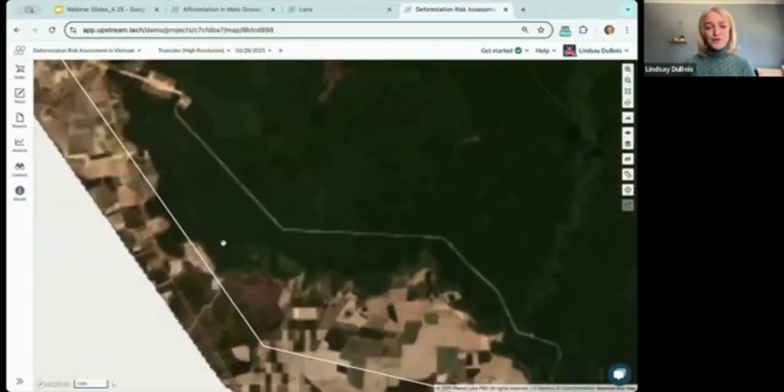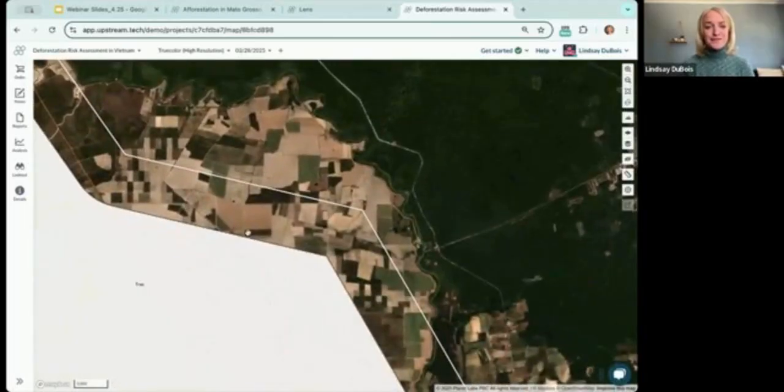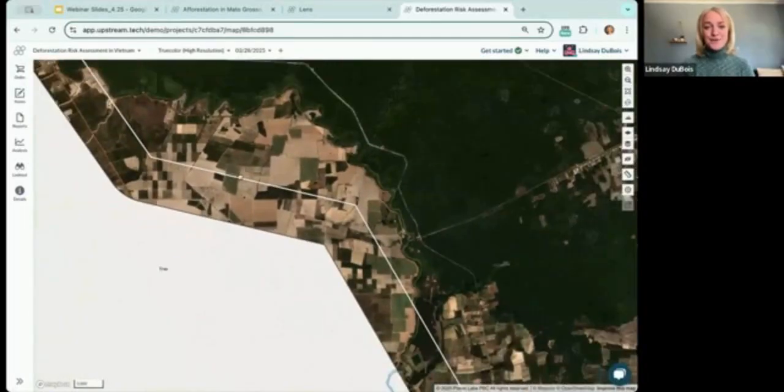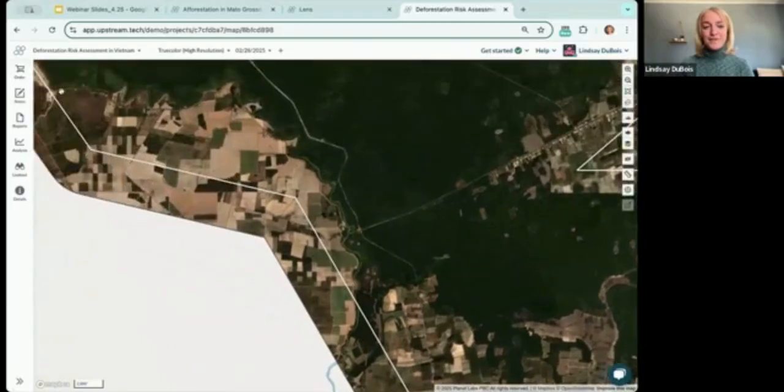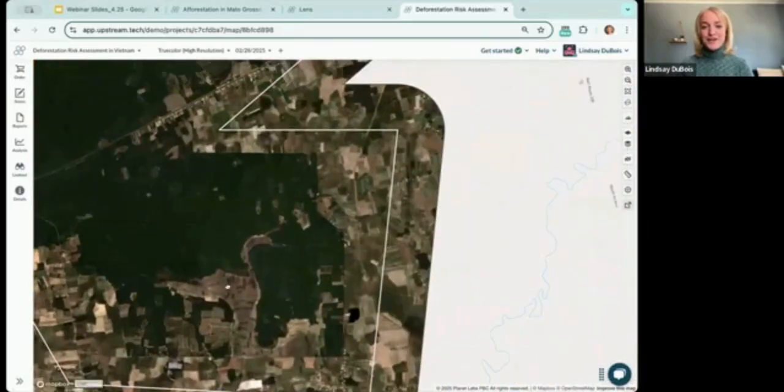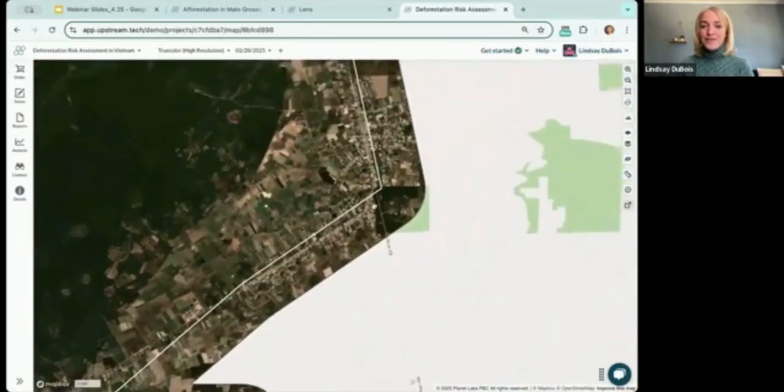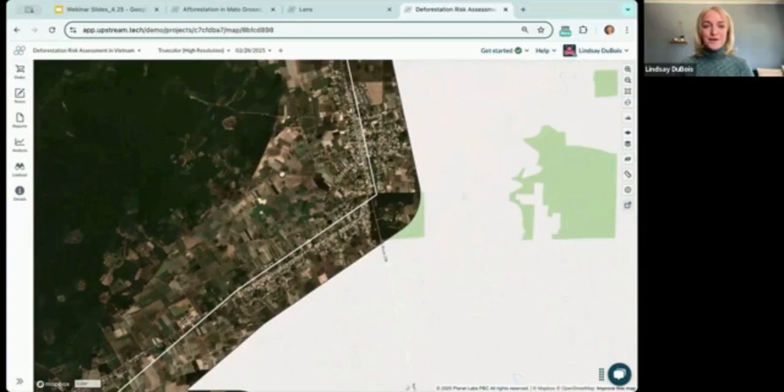So I think from the true color imagery, we can see pretty clearly here that this area is mostly cropland on this side of the property and the forest area. And then you have a more heavily urban presence developing over here.